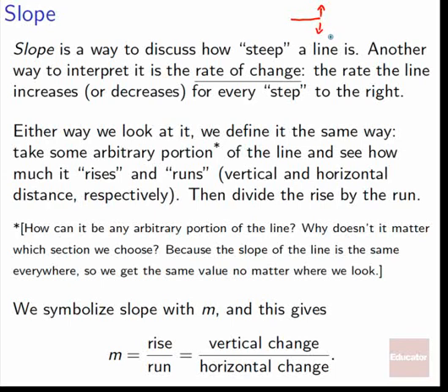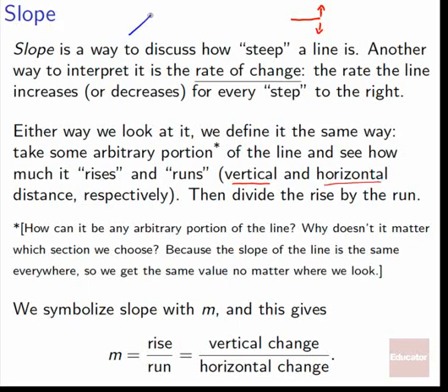Either way we look at slope, whether we look at it as how steep it is, the angle we're working at, or if we look at it as the rate of change, how much we're changing for every step we take on the line, we define it the same way. We take some arbitrary portion of the line, any chunk of the line, and we see how much it rises and how much it runs. So rise is the vertical amount of change and run is the horizontal amount of change.